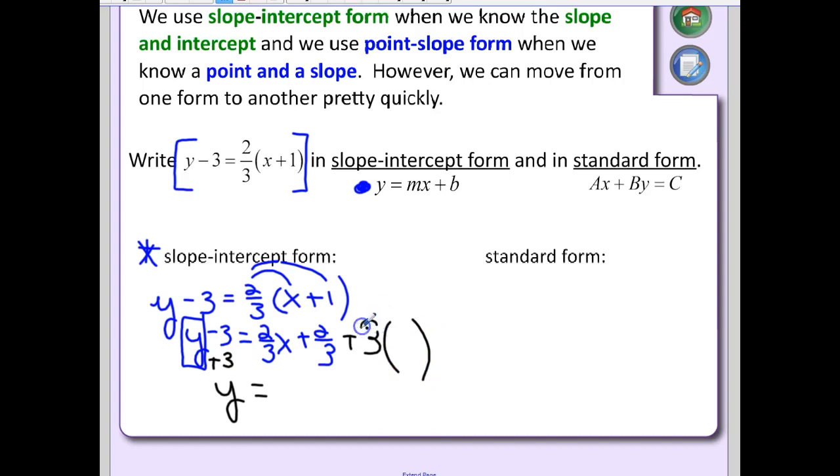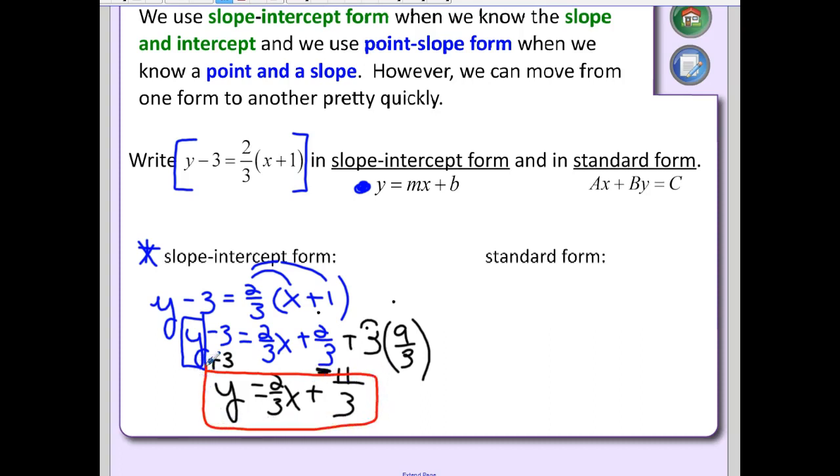So what am I going to turn this 3 into? Well, did you notice my common denominator has to be 3? So we're going to make that 9/3. And when I do that, then we've got y equals 2/3 x. What's 2/3 plus 9/3? Well, now that we have a common denominator, 2 plus 9 is 11/3. And that, my friends, is the equation of the line in slope-intercept form.